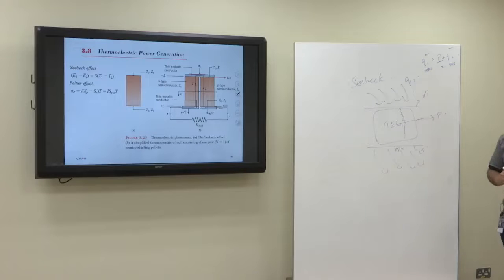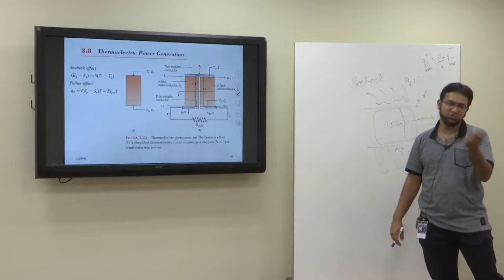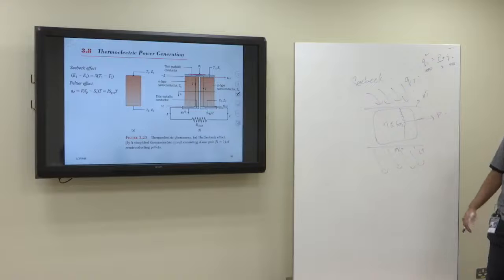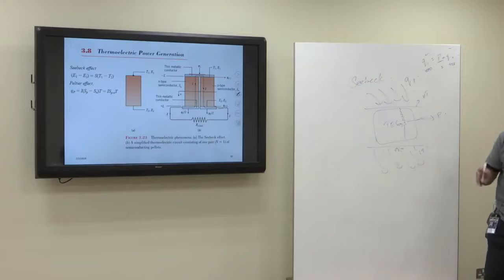So a lot of heat is required to be supplied, a lot of heat will be ejected, and very little electrical power is produced. But as I said, if this is the kind of heat which was supposed to be rejected in any case, then even production of 2 is good enough. Is it clear?